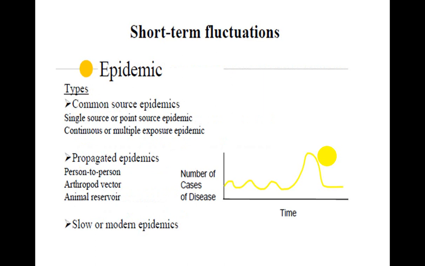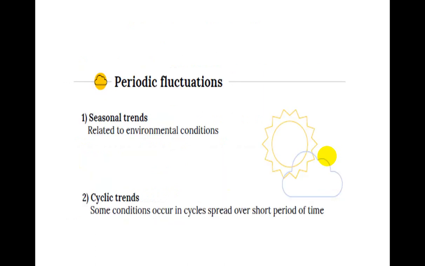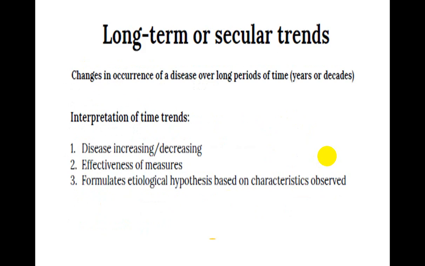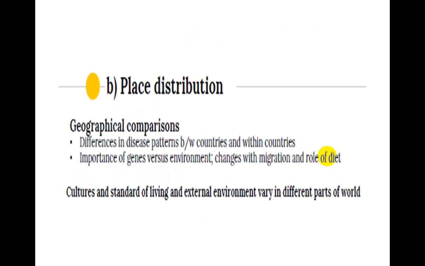We have already discussed short-term fluctuation. Periodic fluctuation we have also discussed, and long-term or secular trends we have also discussed. Place distribution. This is our next slide. Geographical comparisons. Number 1, differences in disease pattern between countries and within countries. Number 2, importance of genes versus environment, changes with migration, and role of diet. Cultures and standard of living and external environment vary in different parts of the world.